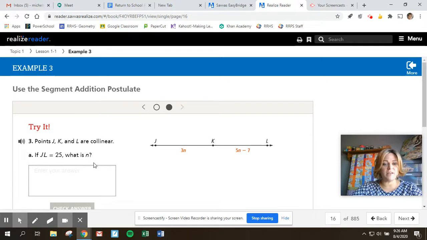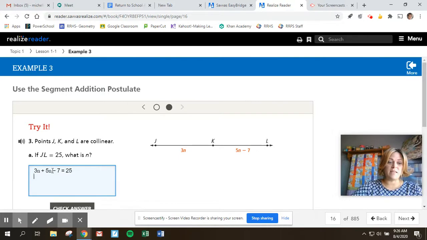So here's a try it, collinear. If JL, so J to L, is 25, what is N? Now, I just know from the earlier problems that I need to add these two segments together. So I'm going to say 3N plus 5N minus 7, and the problem actually told us the total, which is 25. That's what I'm going to set up, and then I can solve it. So I can push return and keep solving.